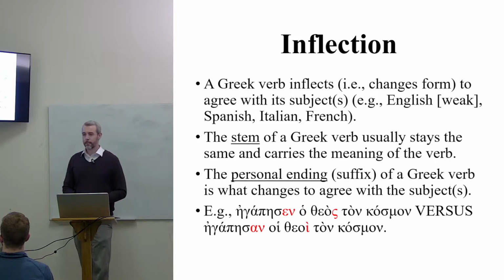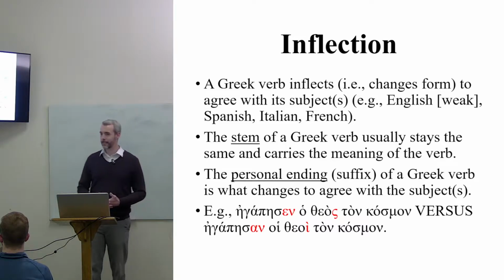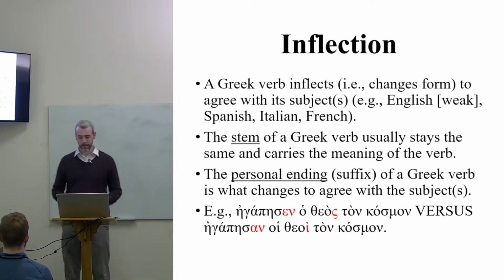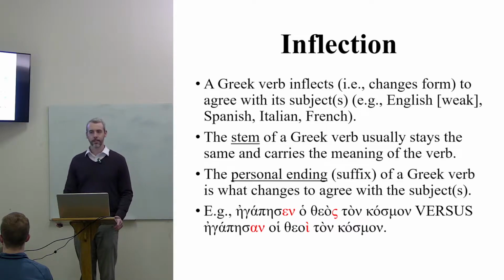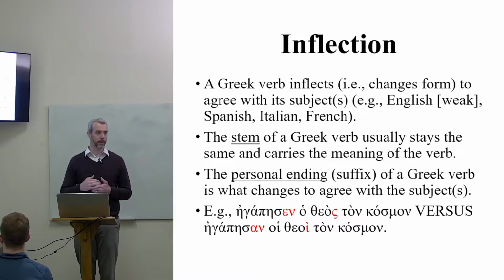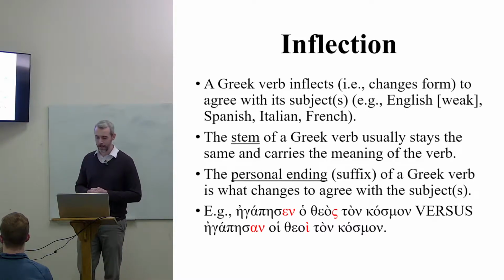A Greek verb will inflect, that is, change form to agree with the subject or subjects. The stem is the part of the verb that stays the same. Just like I learn, he learns, you add the S, but it doesn't change the meaning of learn. You're just changing the form to agree with the subject. In Greek, they do the same thing, except they do it with every person, singular and plural.